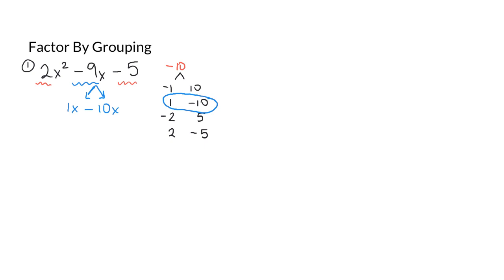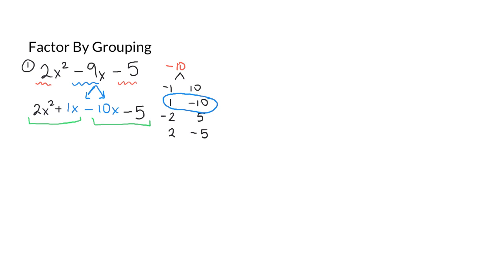And rewrite the other terms: 2x squared plus 1x minus 10x minus 5. And now we group together the first two terms and the last two terms. And we look at what the greatest common factor between each of these pairs is, or what do they have in common that could be divided out.